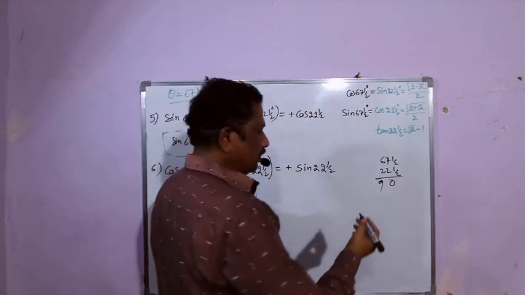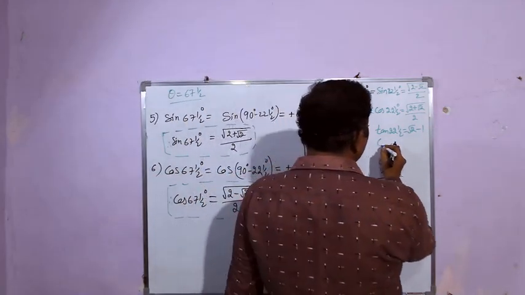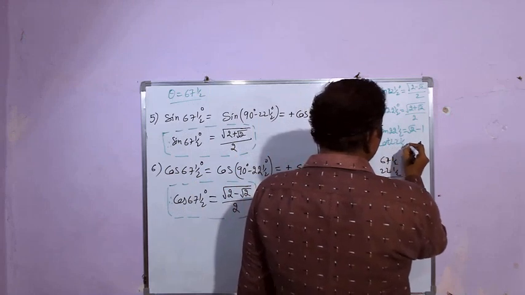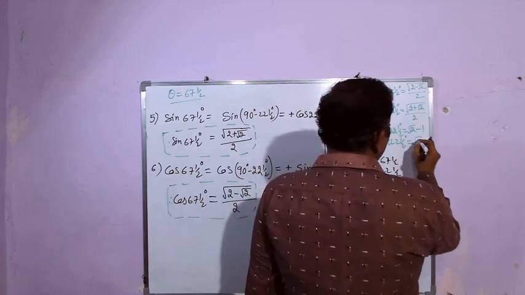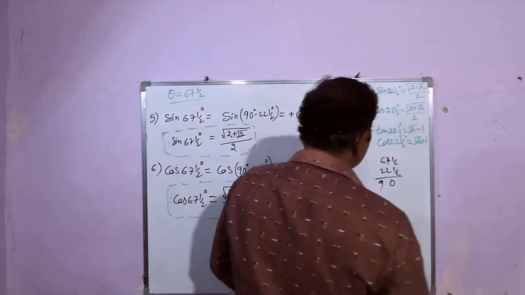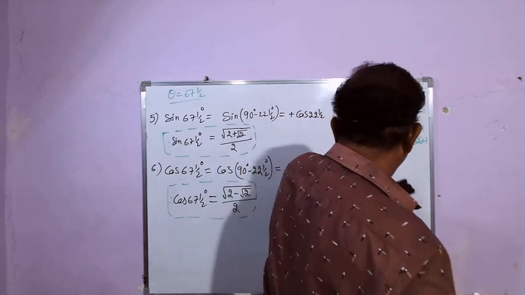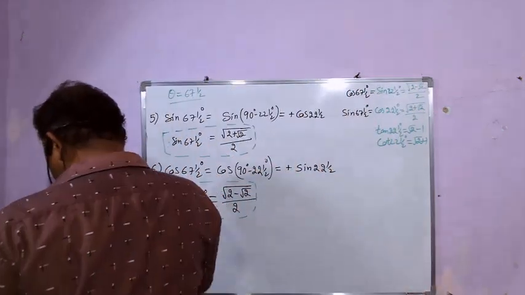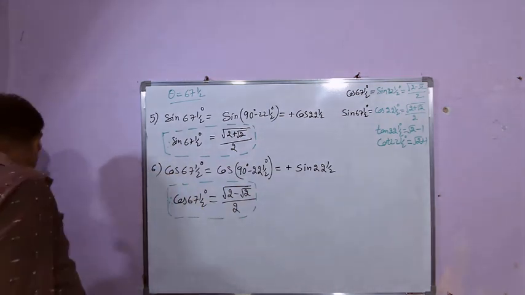So we also got cot 22.5 degrees. Cot 22.5 degrees, what did we get? Root 2 plus 1. That also we have to write down. Already we derived that one. Root 2 plus 1.